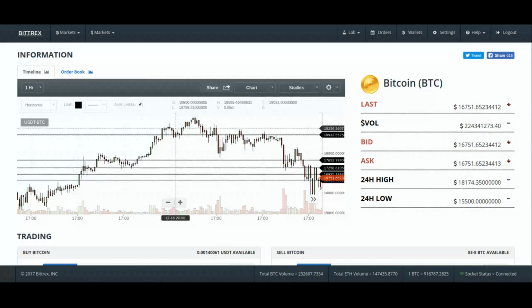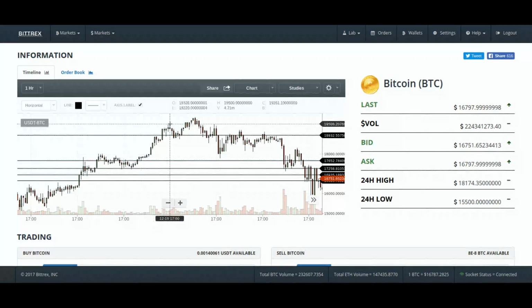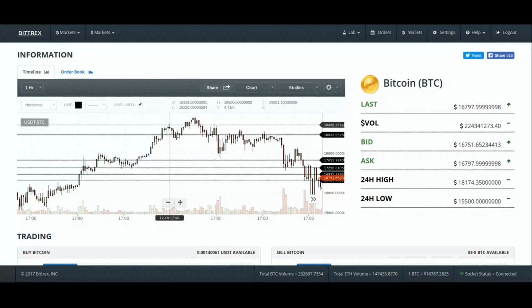And then it soon turned into a line of resistance. As you can see right here, it's struggling to get above that line. So what once was a line of support quickly turned into a line of resistance. You understand what I'm saying?